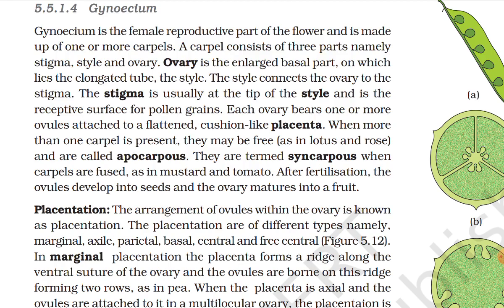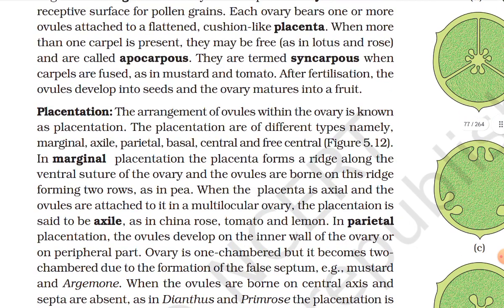When more than one carpel is present, they may be free, as in lotus and rose, and are called apocarpous. They are termed syncarpous when the carpels are fused, as in mustard and tomato. After fertilization, the ovules develop into seeds and the ovary matures into a fruit. Placentation. The arrangement of the ovules within the ovary is known as placentation.